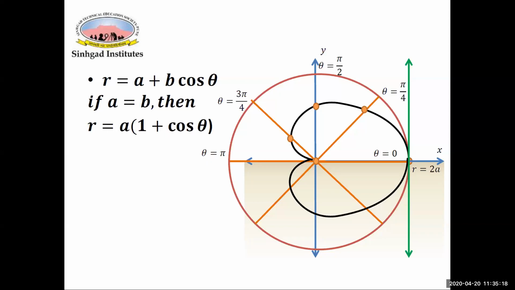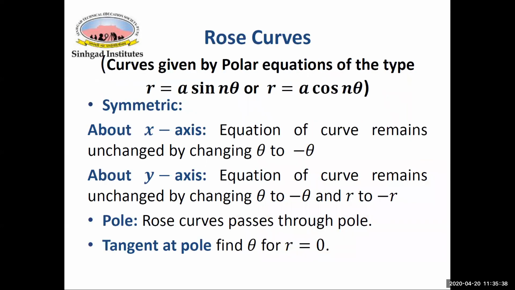Now we'll move to a special type of curves, that is Rhodonea curves, or rose curves, which are nothing but polar curves themselves, but with some additional rules and a fixed structure to draw. Now see, what is the standard equation? It is either given by r equal to a sin n theta or r equal to a cos n theta, where n is an integer.